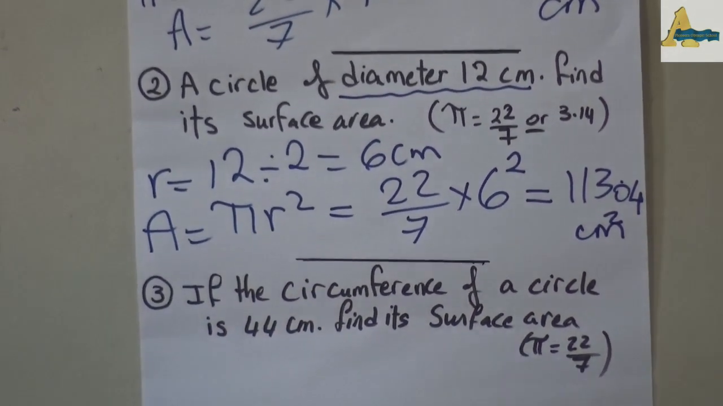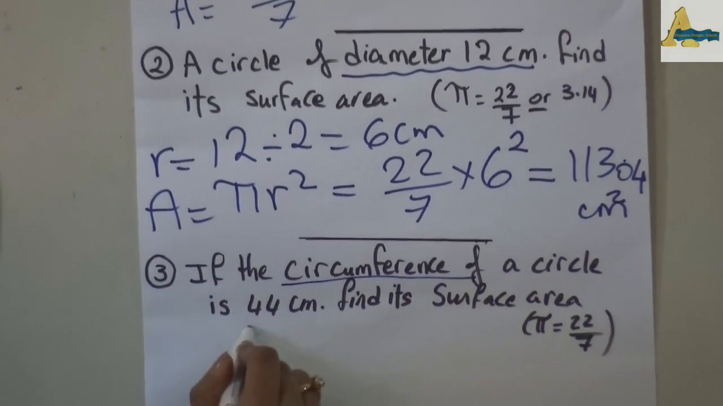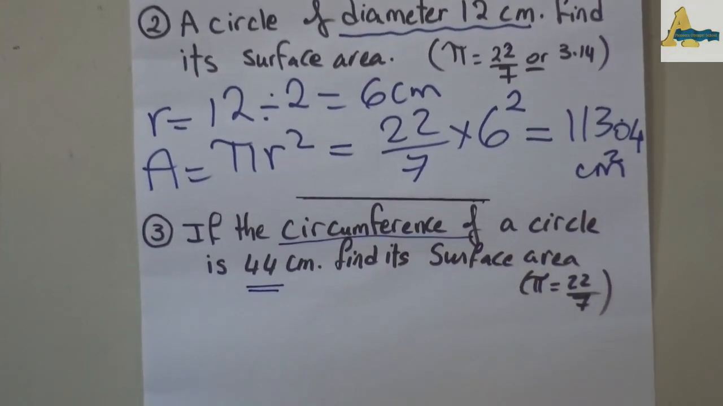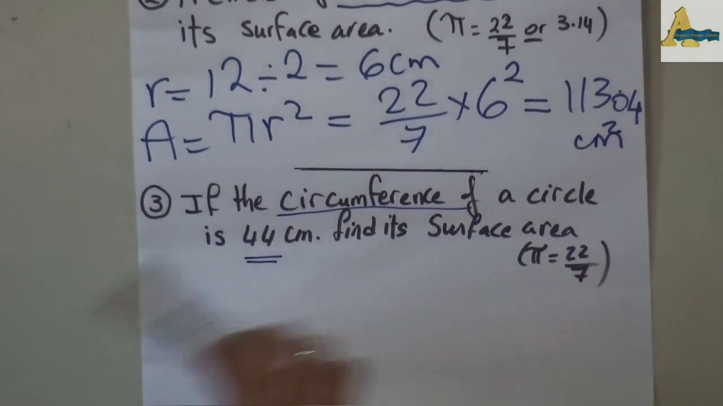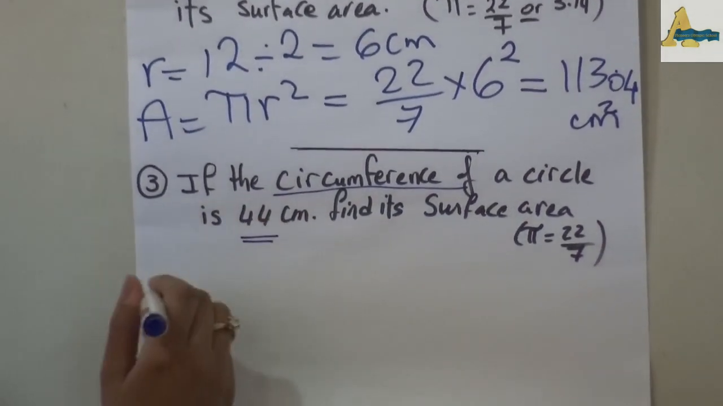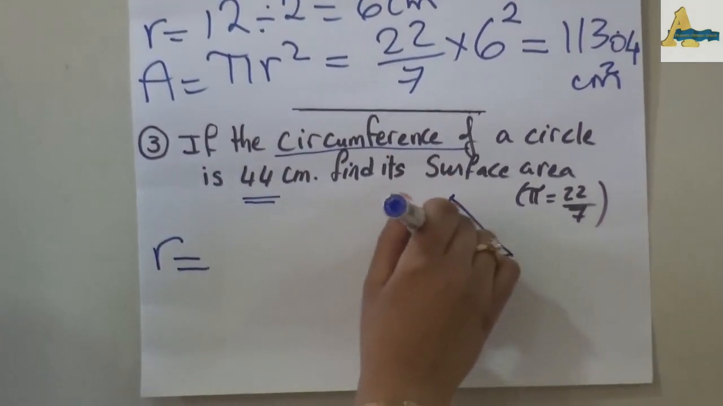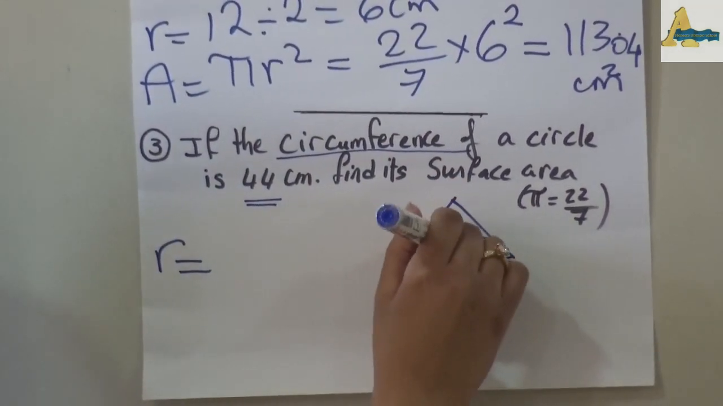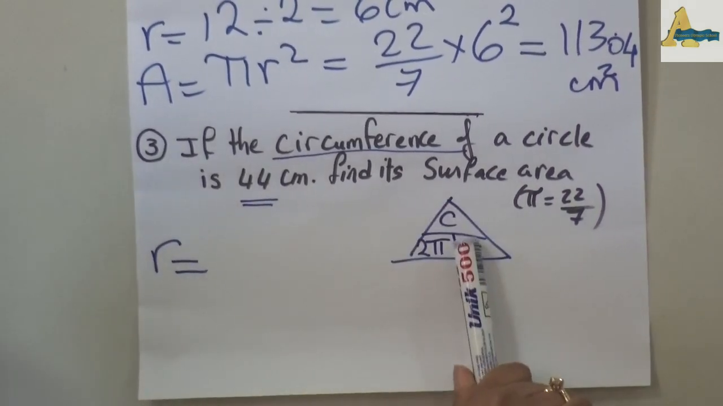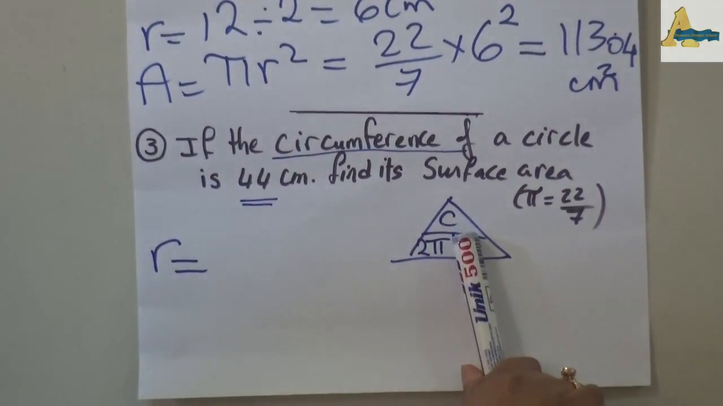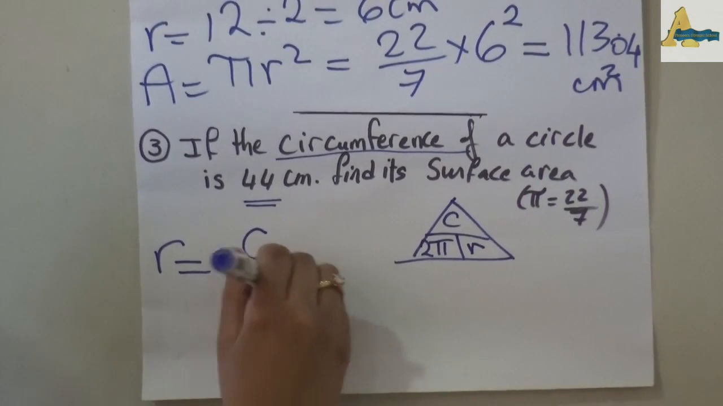Number 3, if you have the circumference is 44 centimeter and I want the surface area and the pi is given. So I have to calculate the radius from the circumference. We said the magic triangle will be circumference, 2, pi, r. I want the radius, I'm going to hide it. It will be circumference over 2 pi.